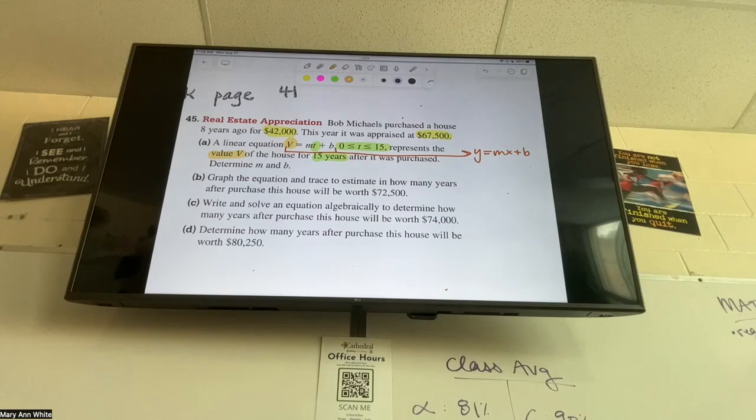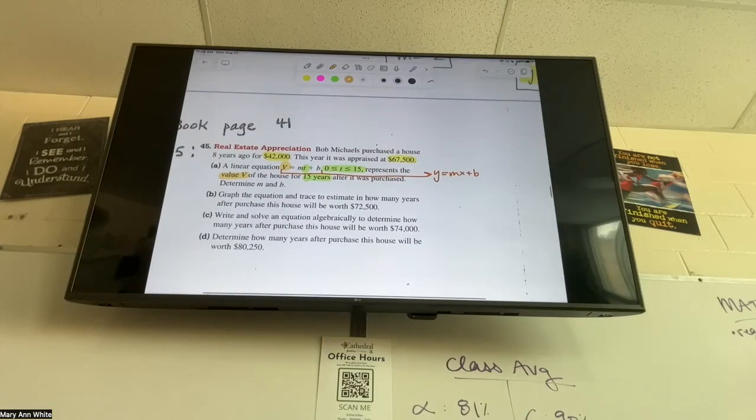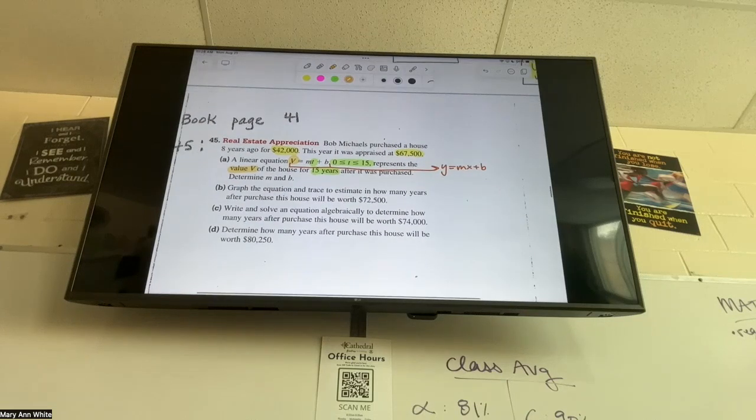Okay, so first thing it says is determine M and V. So essentially we're going to write a linear equation for this situation. If you remember, we just did like 8 different problems where we were writing linear equations. What I want to do this time is use 2 coordinate points, okay? We're going to use 2 points to write this equation, and the points are going to come from the information above. 8 years ago, he bought this house for this much. Today, it's this much.